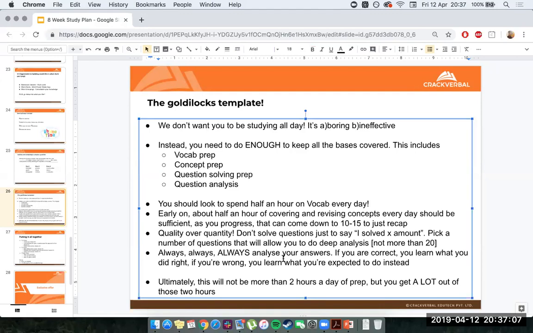Because whichever section you're better at, you won't spend as much time. This is for the section that is harder, right? I'm giving the example of the verbal section, but yeah, this is for the section that's a bit more challenging. Otherwise, an hour should be enough. So really, at the very, very, very most, 3 hours of prep in a day.